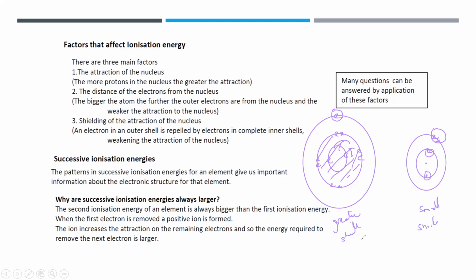And the greater the shielding effect, the ionization energy will be less, because by supplying a small amount of energy we can remove the electron out. Here we need more energy to remove the electron out. So this will have a low ionization energy, and this will have a high ionization energy. Is it clear?